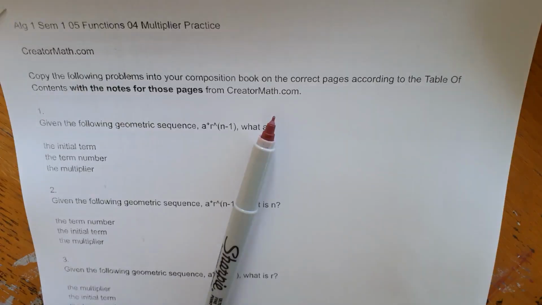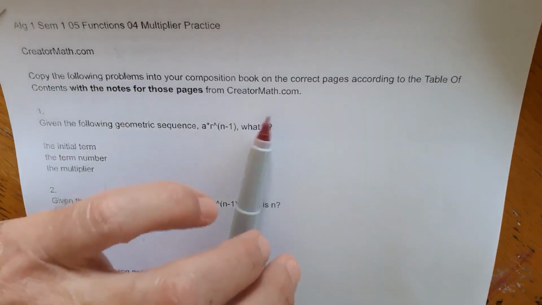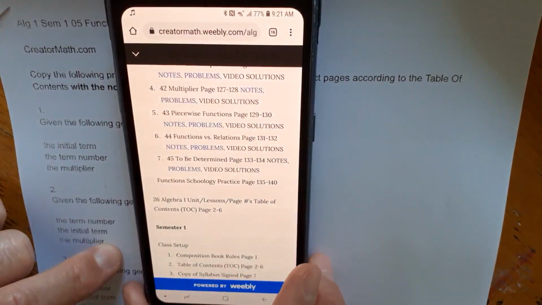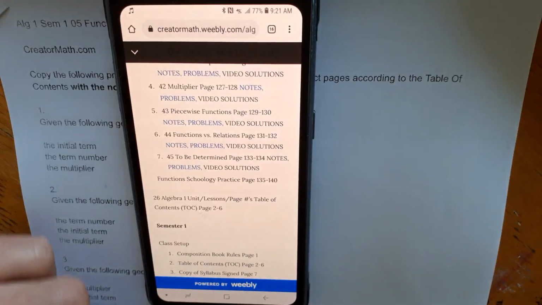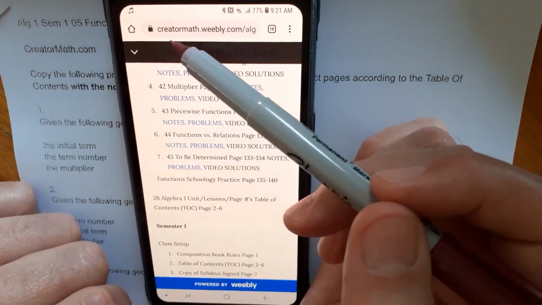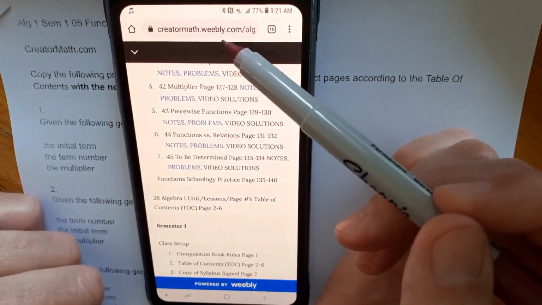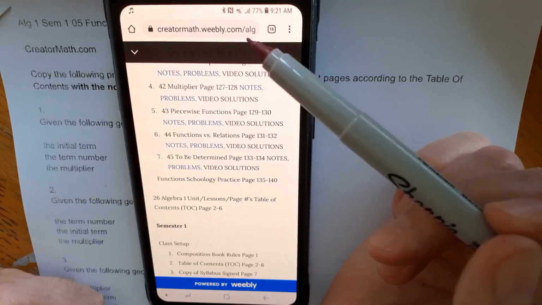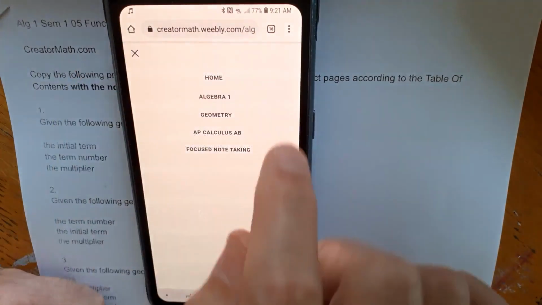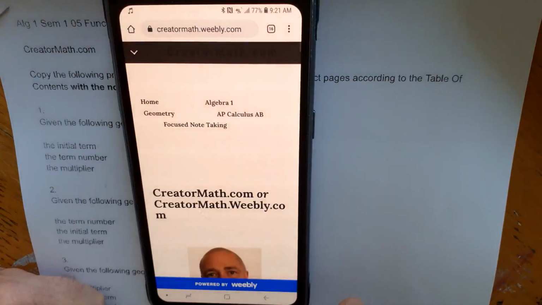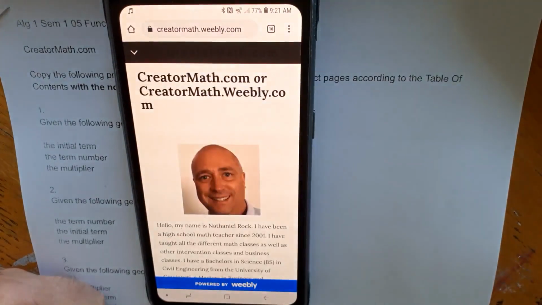And so I'm going to pull up the creatormath.weebly.com site on my phone, because that's the way most of my students do it. All right, not all, but it'll work on the internet too, or on your phone. So here's the actual name of the website, creatormath.weebly.com. Type that into Google. If you are able, I hope you get to this home page. Looks like this. All right, and that's how you know you're on the right site.